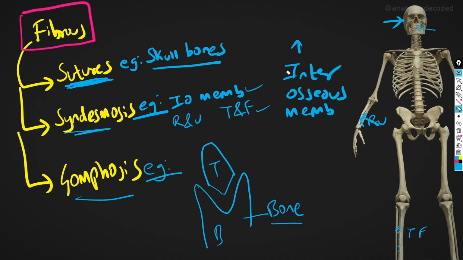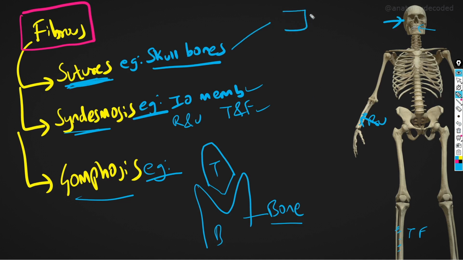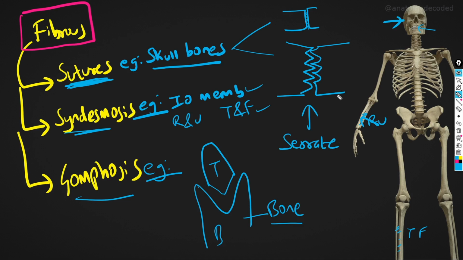Now I told you there are further sub-classifications in sutures. I'll just give an overview and we'll see examples later on. If there are plane surfaces between the two bones, it is referred to as a plane suture. If the articulating surfaces are like a saw, these are not plane, these are like a saw. This kind of suture is referred to as a serrate suture. If there is a plane surface, it is a plane suture. If there is a saw-like articulating surface, it is a serrate suture.